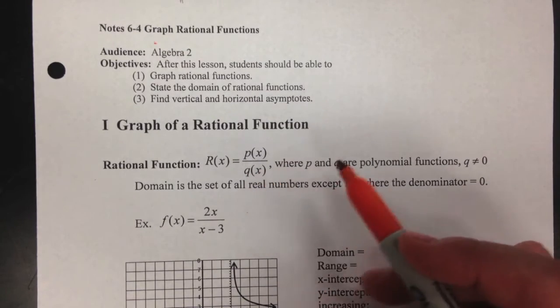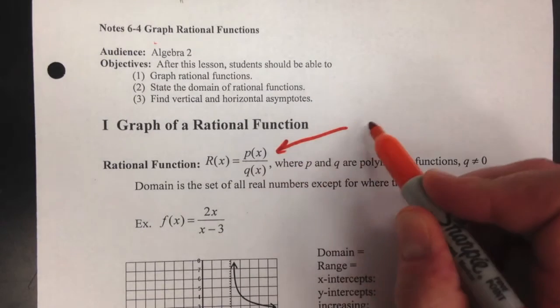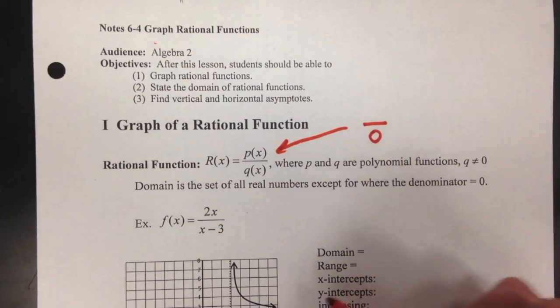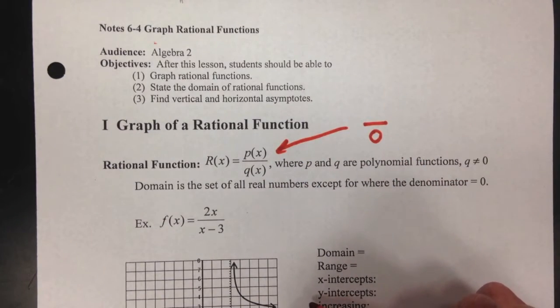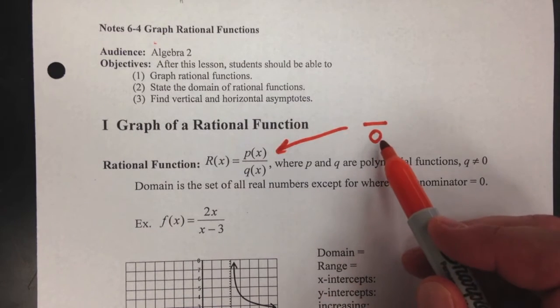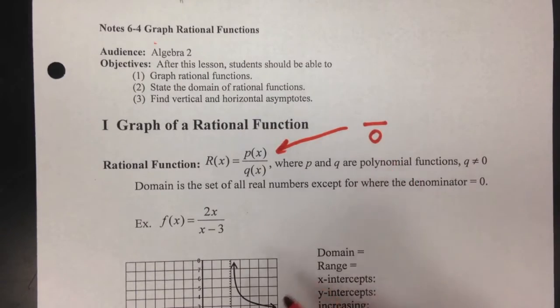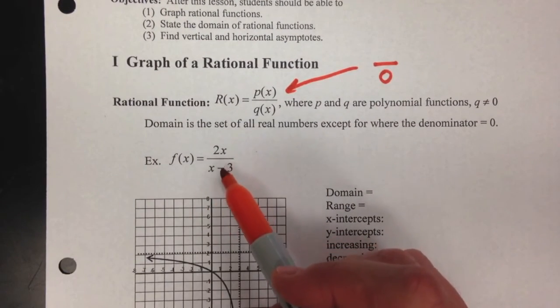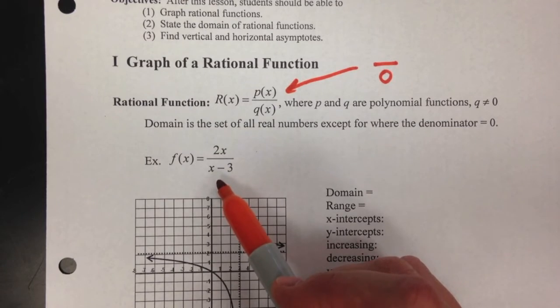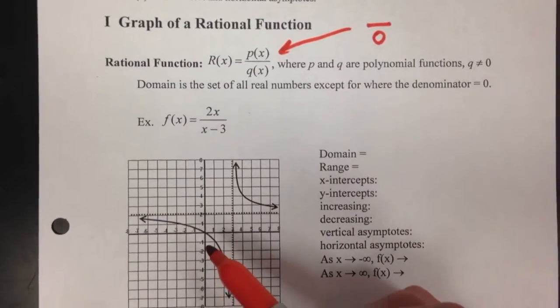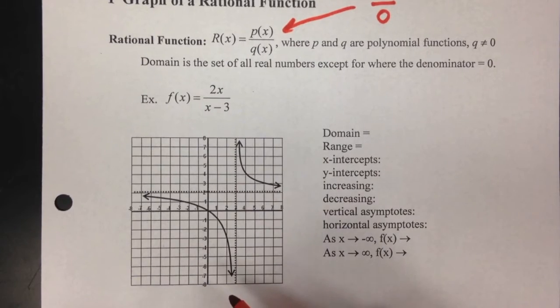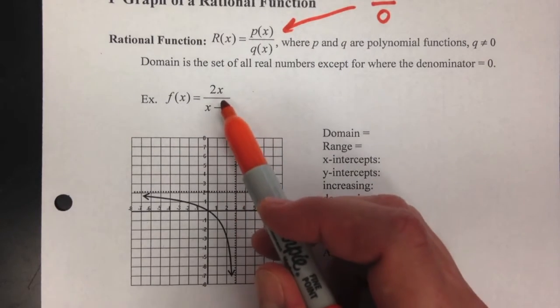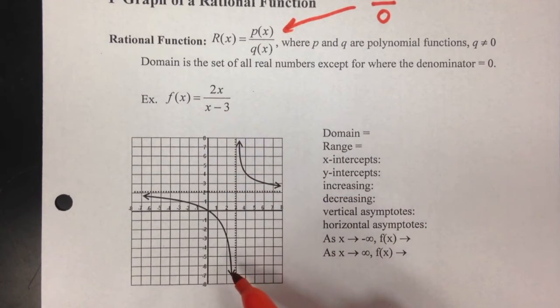Now, one thing to think about, when you have a fraction, you can never divide by 0. So if that happens, then the function is undefined at that place. Okay, so as an example, f of x is equal to 2x over x minus 3. Now, I've already graphed it for you. And you can also go onto a calculator, you can graph this, and you'll see that you get the same thing.